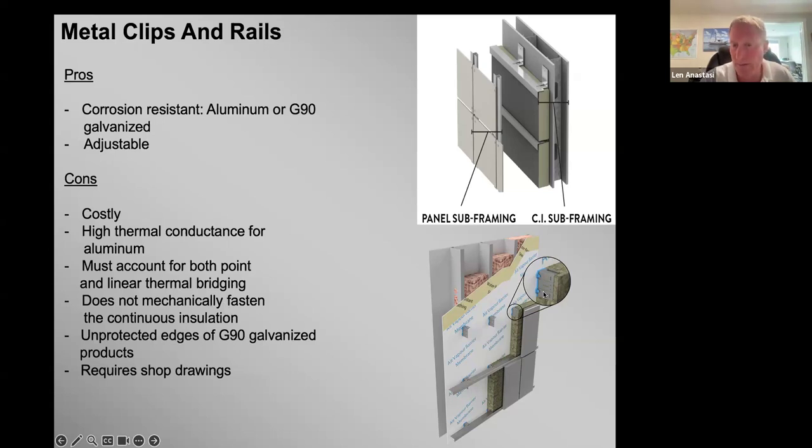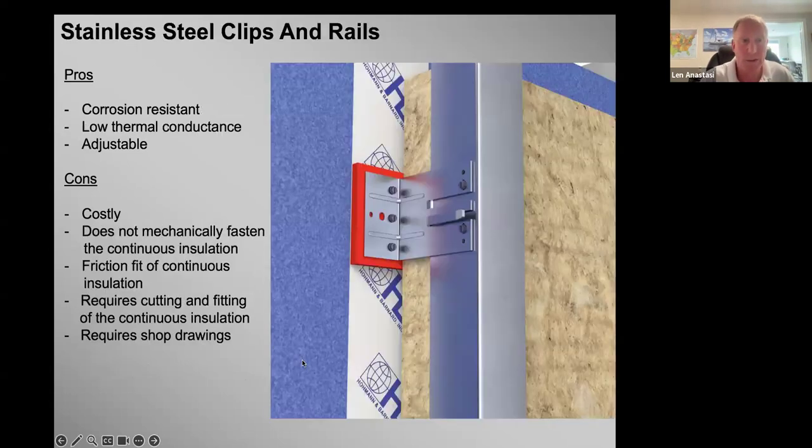For the G90 galvanized, they have it in sheet and then they punch it and bend it. I have a little concern about the unprotected edges there. If it's thick enough, like 18 gauge, probably not as much. And these do require shop drawings. There's more and more of these coming out every month, every year, where they use a stainless steel clip and rail, which is great for corrosion resistance, going to last a long time. Thermal conductance is very low. There is some adjustability, and more and more systems are coming out with more adjustability. But as you know, stainless steel is pretty costly, and it doesn't mechanically fasten the insulation. You can grab one edge of it, but maybe not the other.